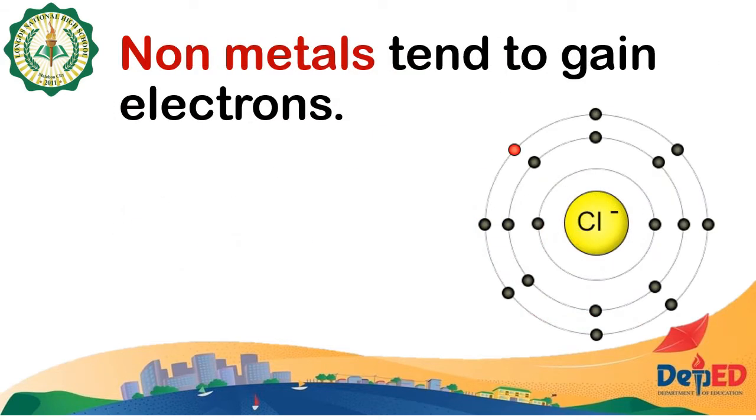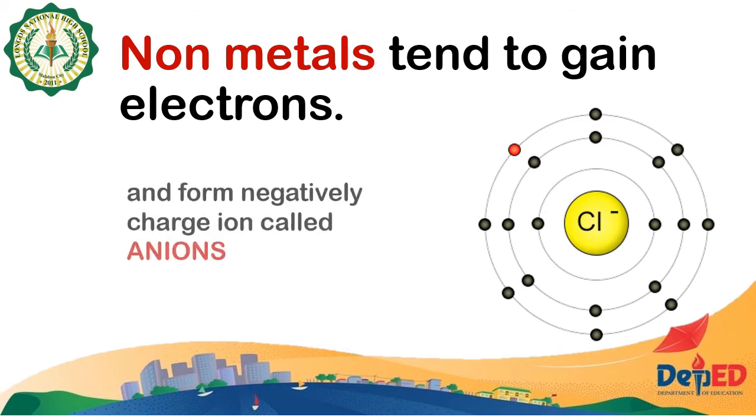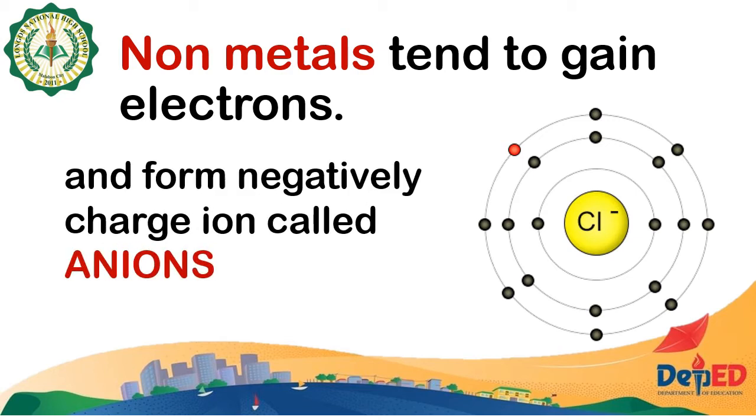Non-metals tend to gain electrons. Non-metals have a higher electronegativity, meaning they can attract more electrons. Chlorine gains electrons from the sodium atom and forms a negatively charged ion. A negatively charged ion is called an anion.